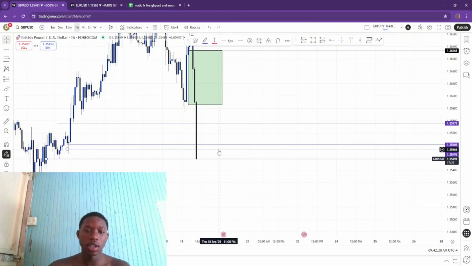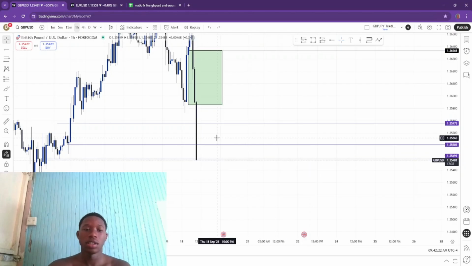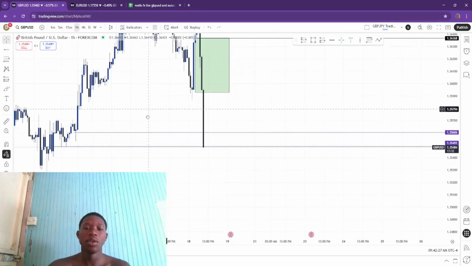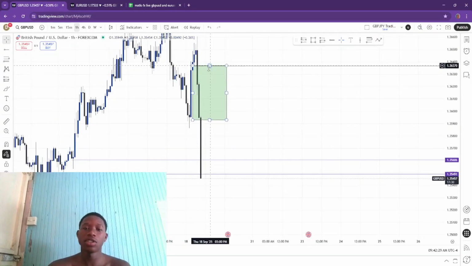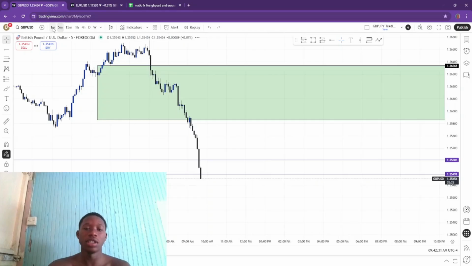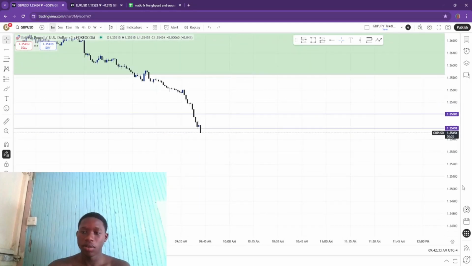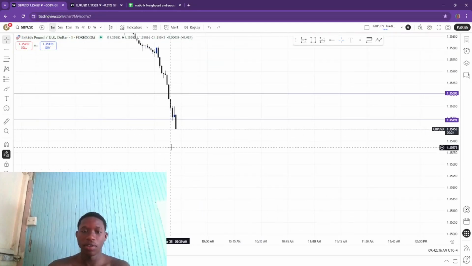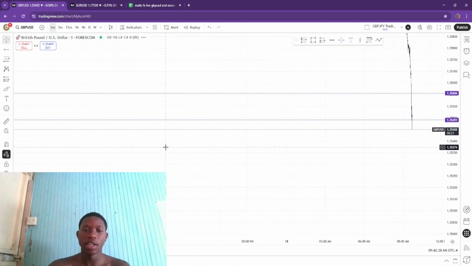Some equal lows there. Right now, it's just the waiting game. So we're looking for buy trades on GBP USD. Wow. I think that's a trade there. That's definitely a trade.